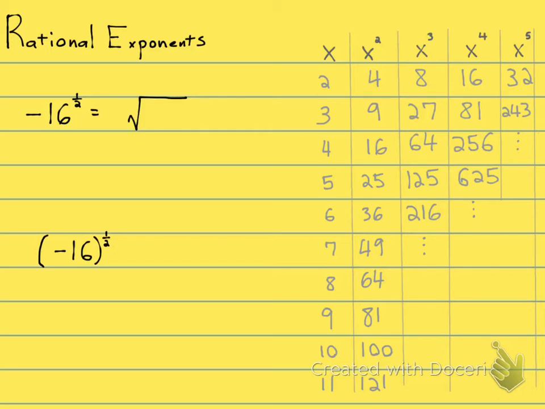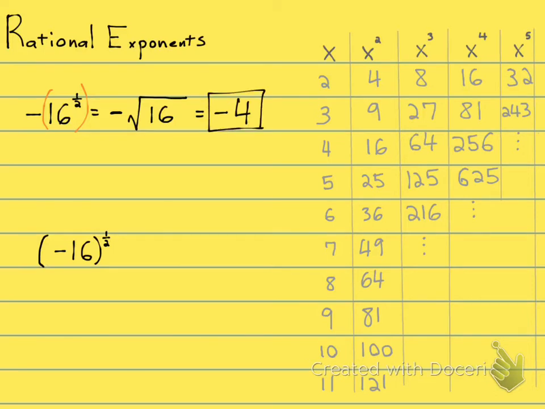Inside my radical, I'm going to have the 16, and that negative is outside. Okay, it is not in the parentheses, not part of my base. So if I had to put parentheses here, it would be like that. Now, I have negative square root of 16, so it's negative, what's the square root of 16? 4. So my answer is negative 4.